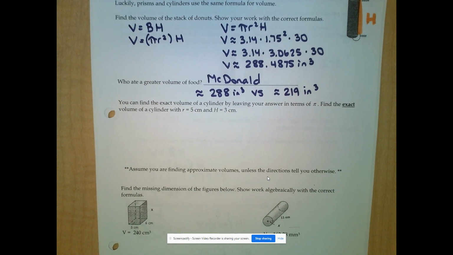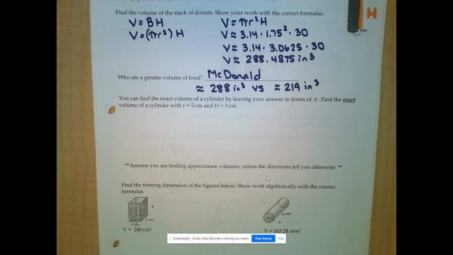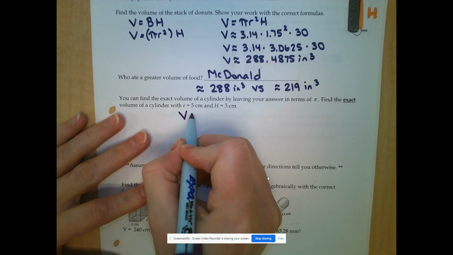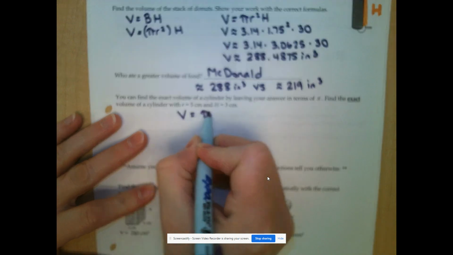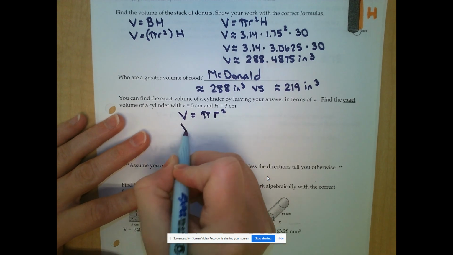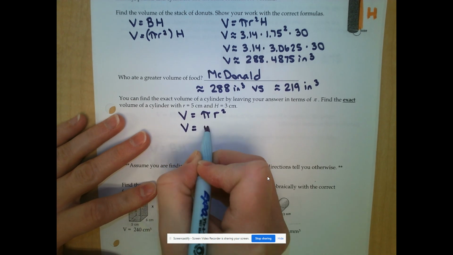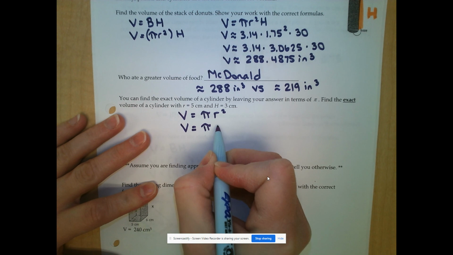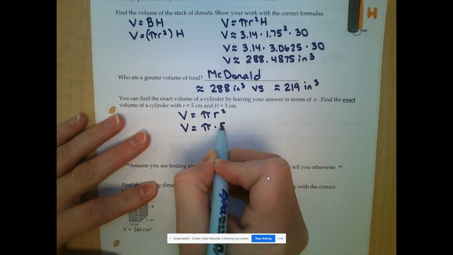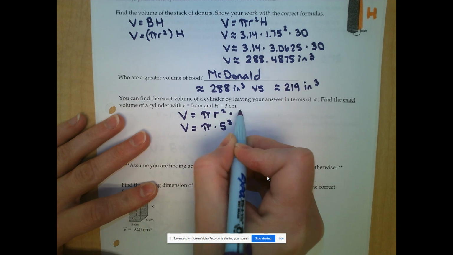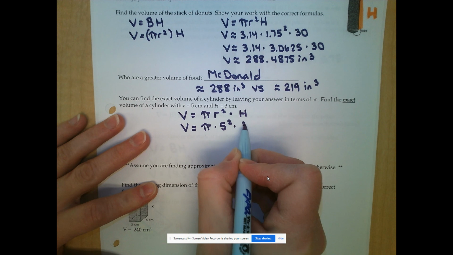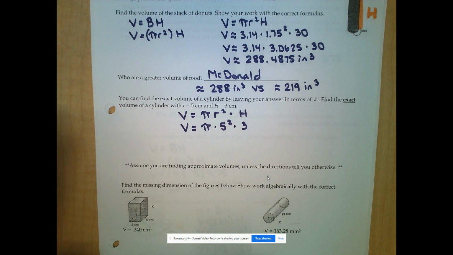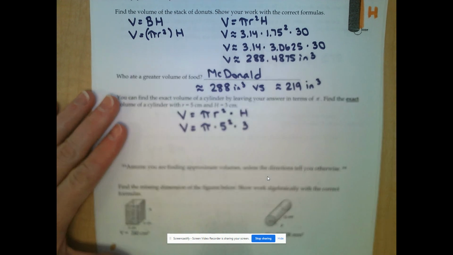Can you find the exact volume of a cylinder, leaving your answer in terms of pi? Find the exact volume of a cylinder with radius 5 and height 3. So if we want to have an exact volume, we just do not substitute 3.14. So when we go to do this, we leave our equal sign, we leave the pi symbol, we do the radius squared, which is 5 squared, and then we have to remember to multiply by the height. So we'd remember to multiply by 3. And we do everything except multiplying by a value for pi.